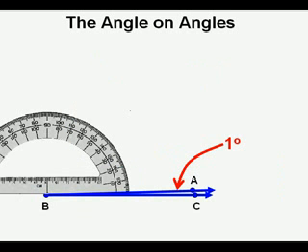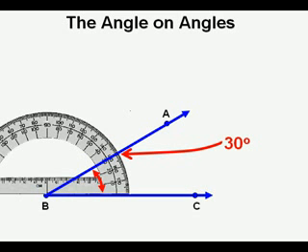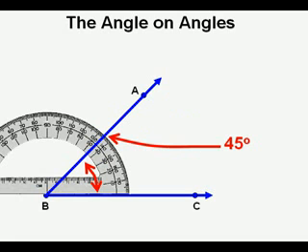Angles have different categories of names depending on their measures, and we'll use our protractor to classify them and measure them. Angle ABC here is just a small sliver of an angle, about 1 degree. Angles can be measured even smaller than 1 degree. Here, angle ABC is a 30-degree angle. This angle has special meaning in a triangle as the ratio of sides. This is a 45-degree angle.